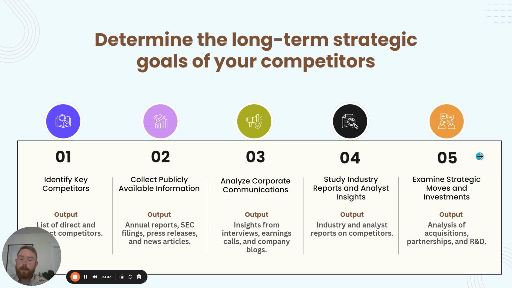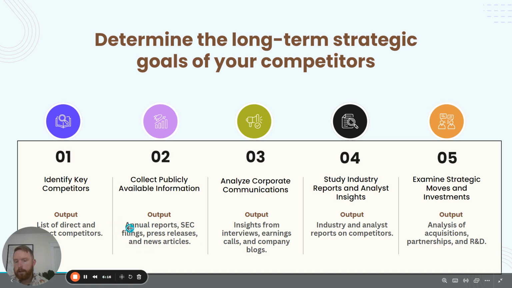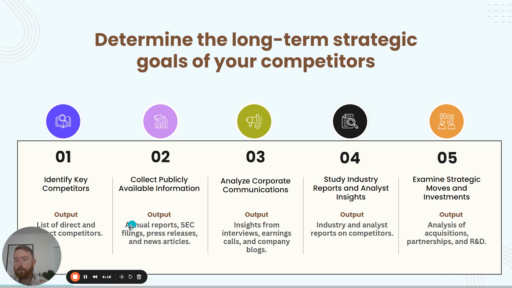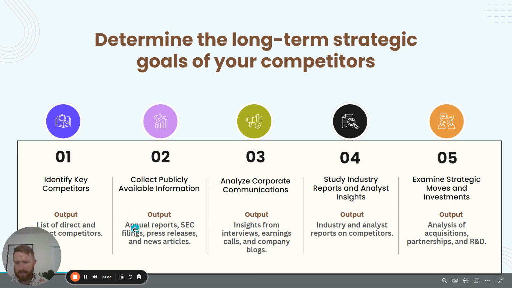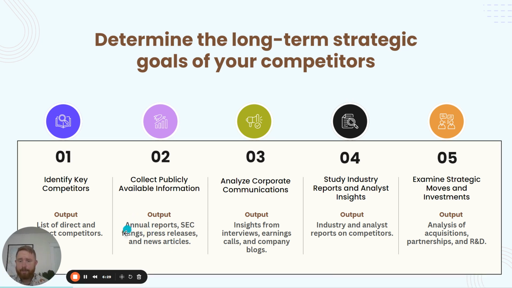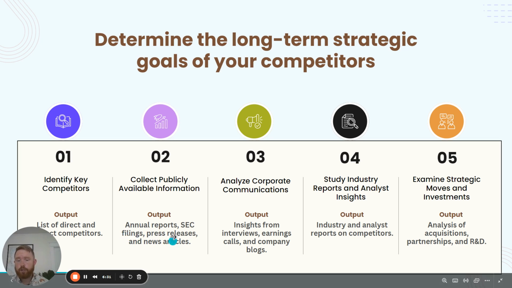Number 2, collect publicly available information. You then get into the data collection spot. So number 2 is basically collecting from all publicly available sources. If they're a private company, they mightn't have annual reports and SEC filings, but they will have press releases, PR drops and stuff like that. So do as much as possible on that. I call this almost like official data.